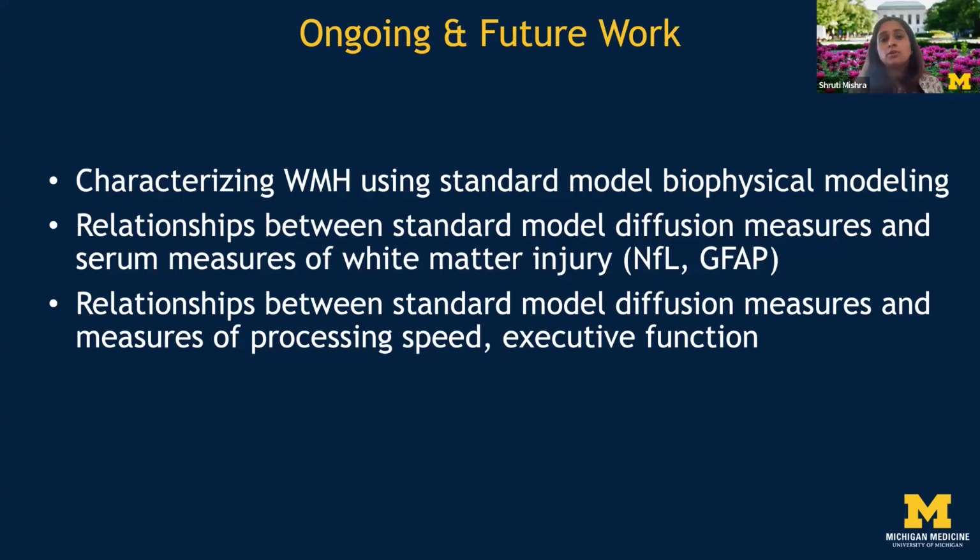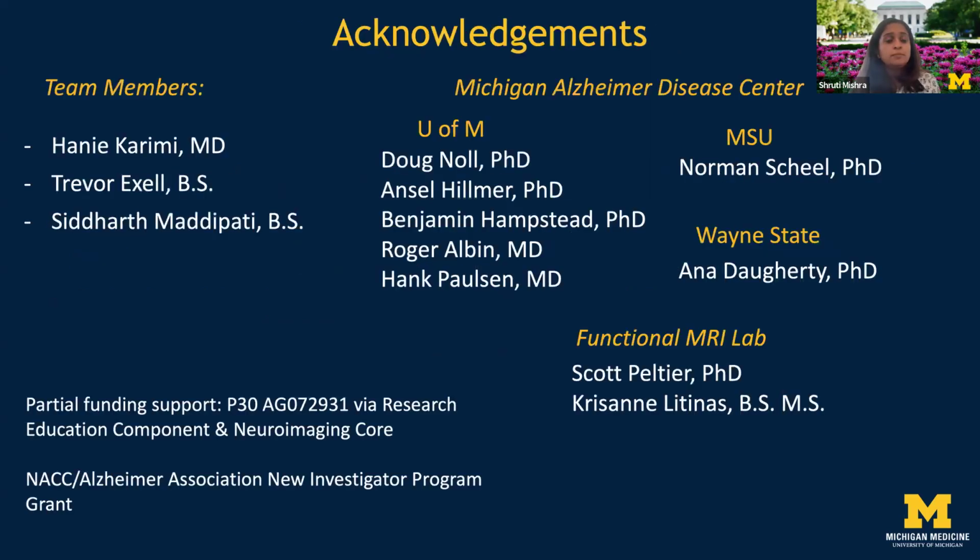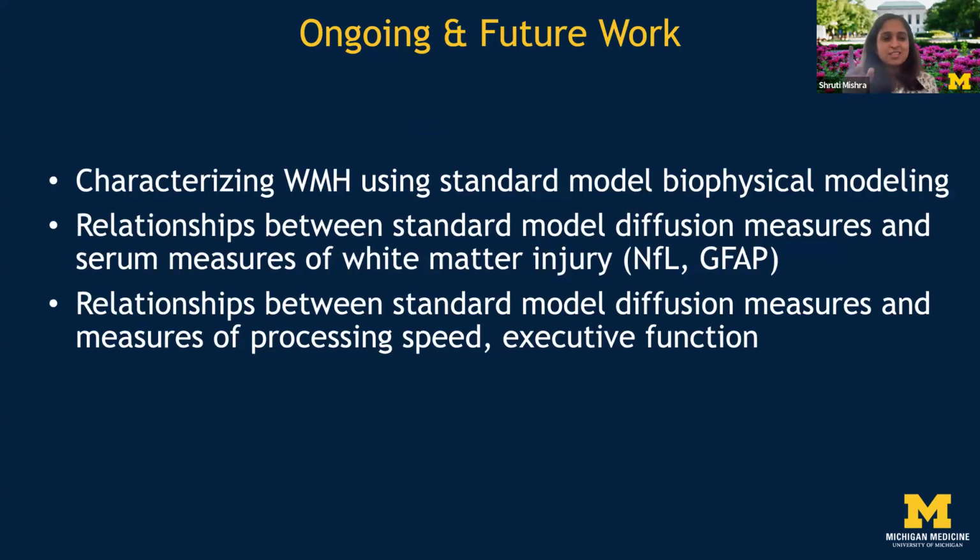Preliminarily, we haven't seen relationships, at least with Trails A and Trails B in our current cohort, but I do hope to look at this in a larger cohort, including participants with mild cognitive impairment in a subsequent study, which actually some of the things that I've mentioned in this slide are what I proposed in the NAC New Investigator Award Program grant. So I hope to do that in the next year or so.